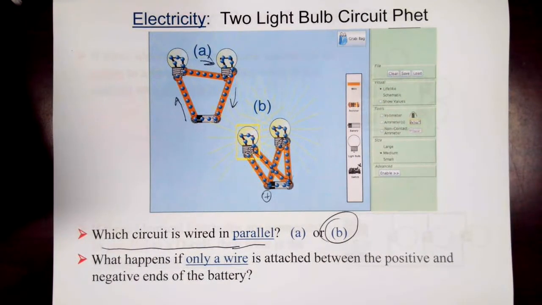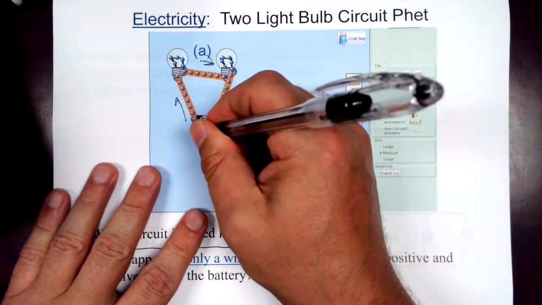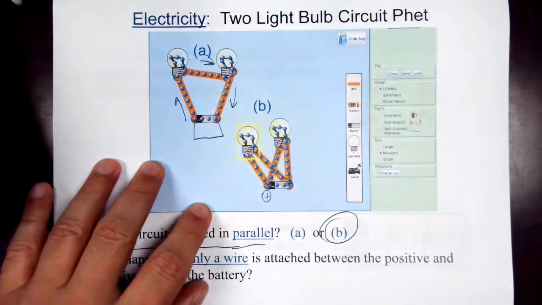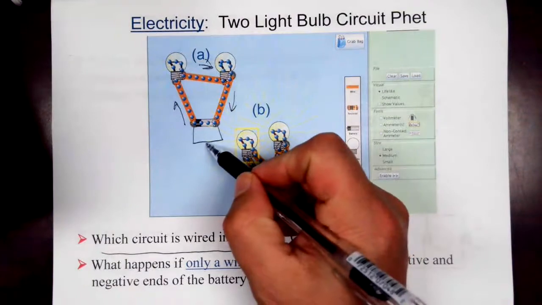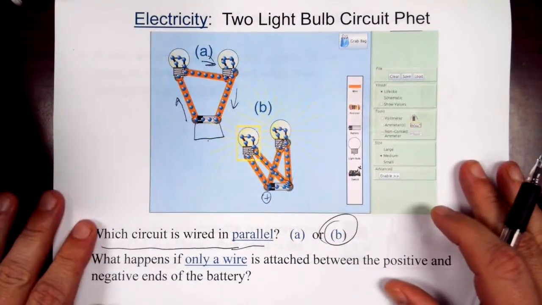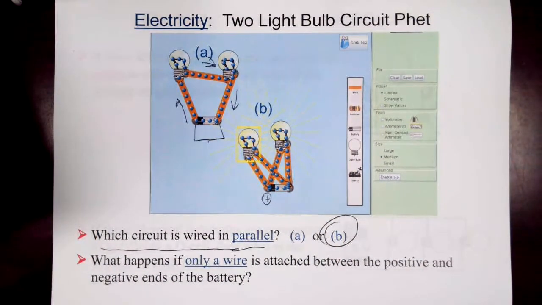The next one is what happens if only a wire is attached between the positive and negative ends of the battery. I don't know, if we snuck in and added a wire here. If we did that, what would happen? Well, the resistance of this wire, we're considering to be effectively zero. So if we're trying to find the current, we know the voltage of the battery, the resistance is zero, so you would divide the voltage by zero to get the current. You're not really supposed to divide by zero, that's a problem.